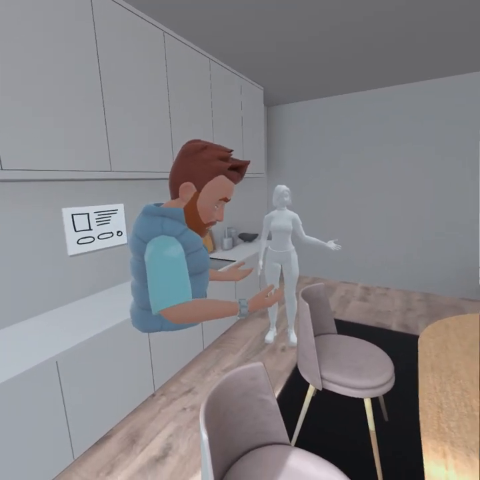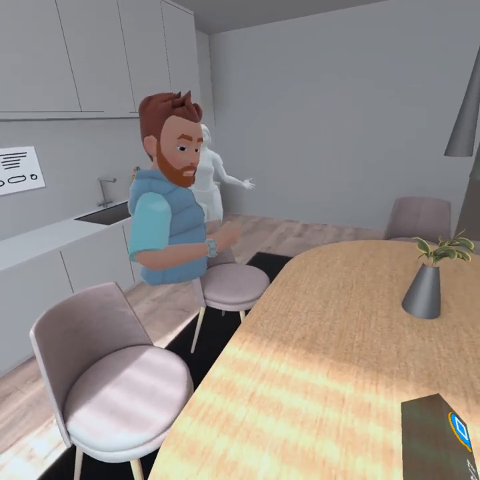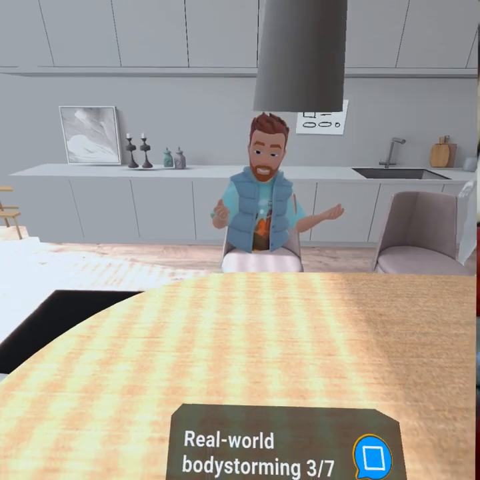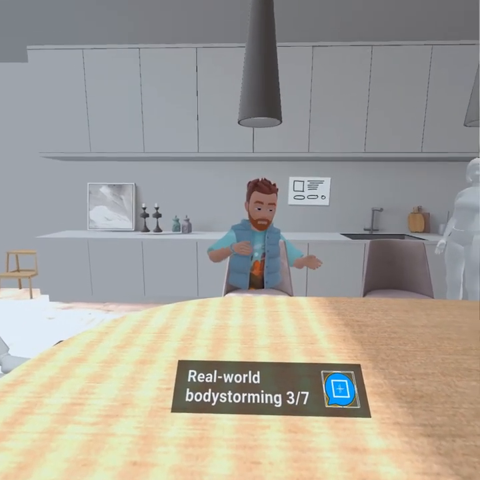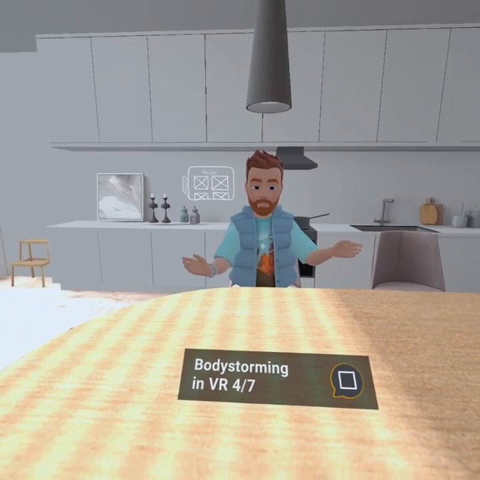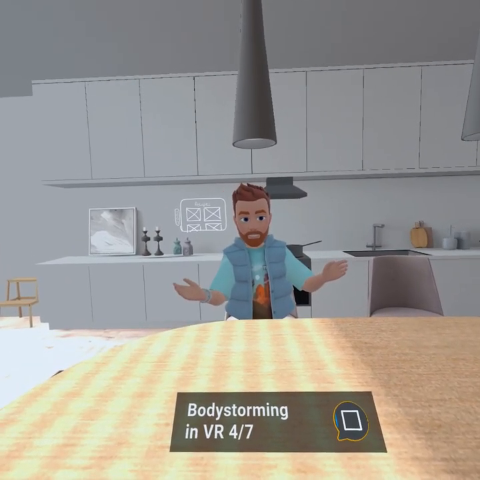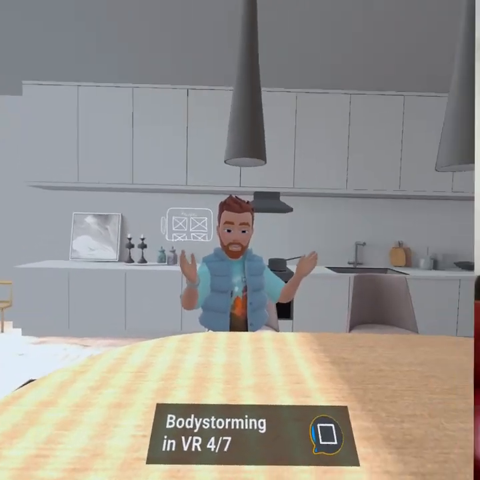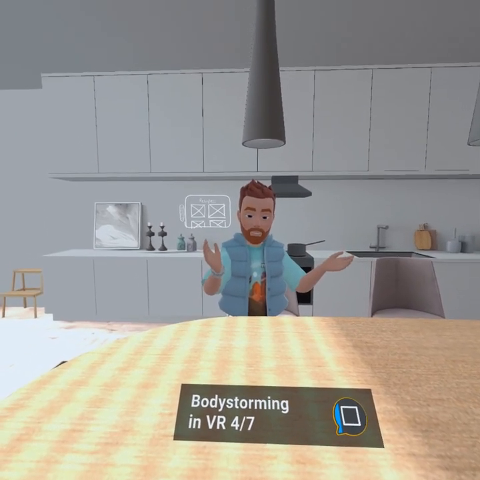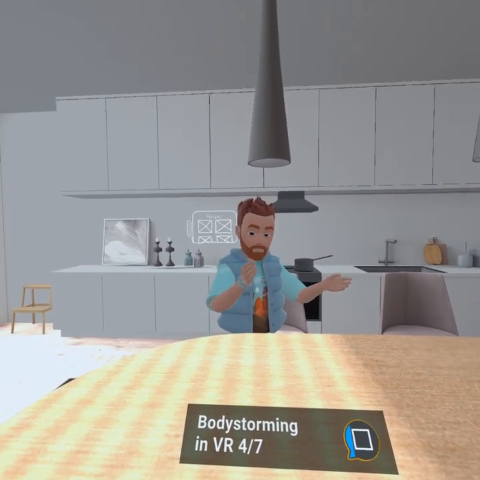And back then you could just act that out together, but now you can act that out together in Shapes. So for the first part of your assignment, I want you to get with a partner, and then I want you to act out and body storm or brainstorm some concepts in these different rooms that we've provided you.